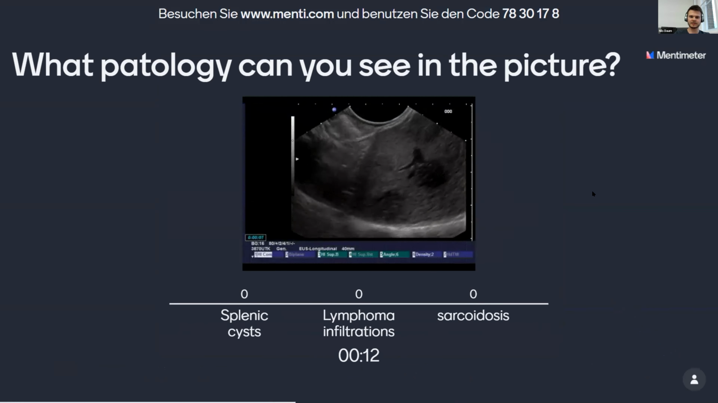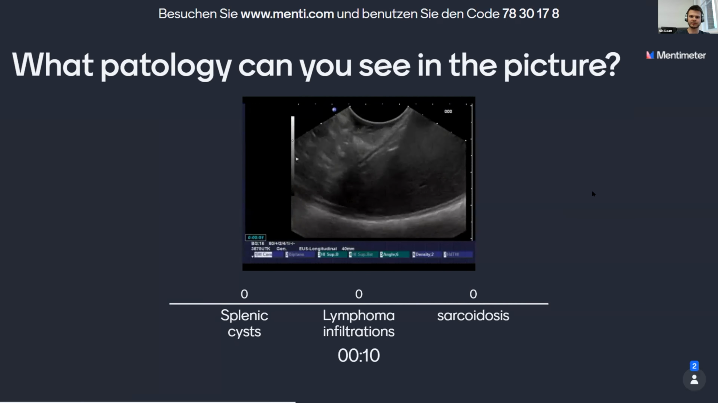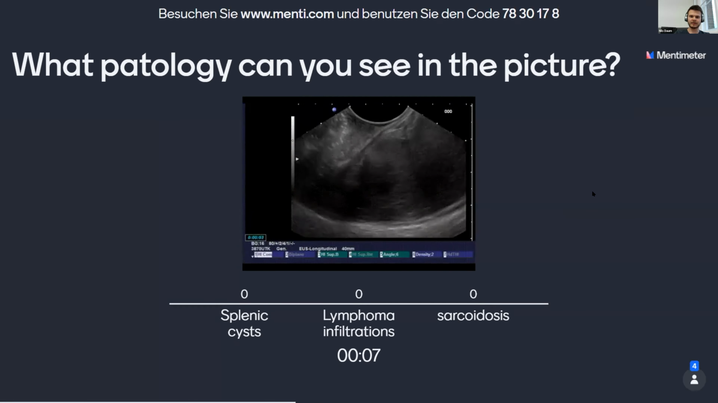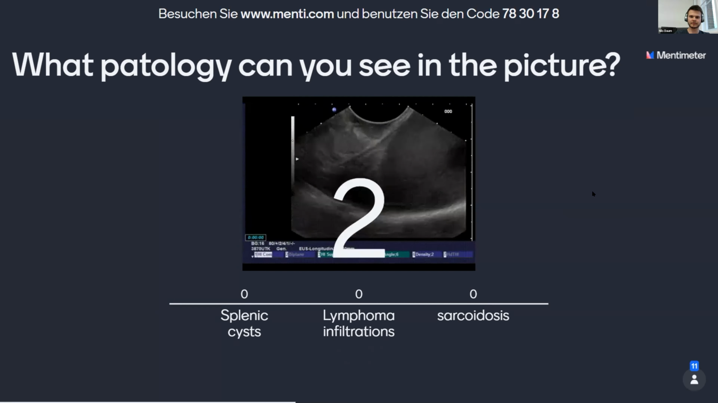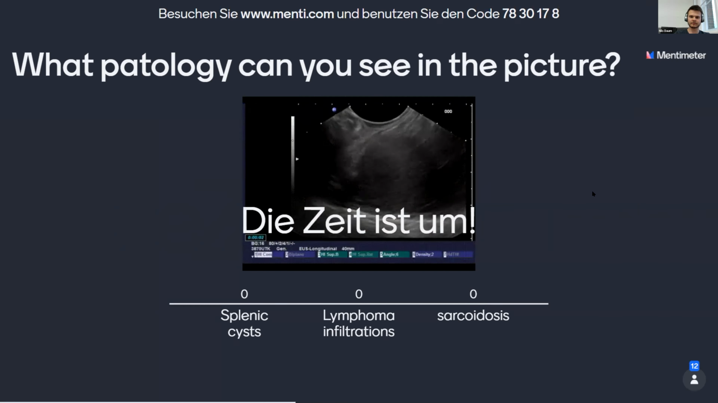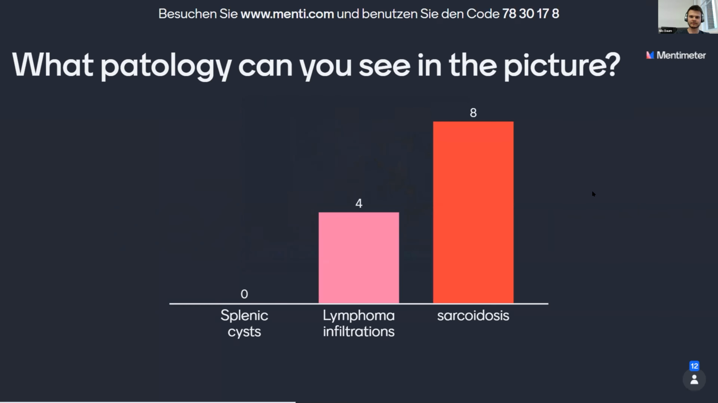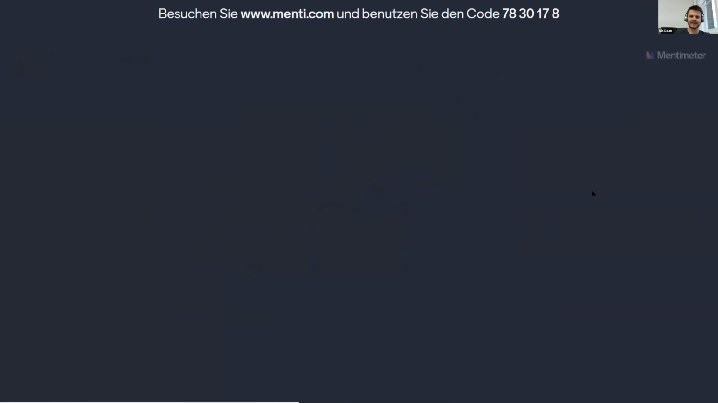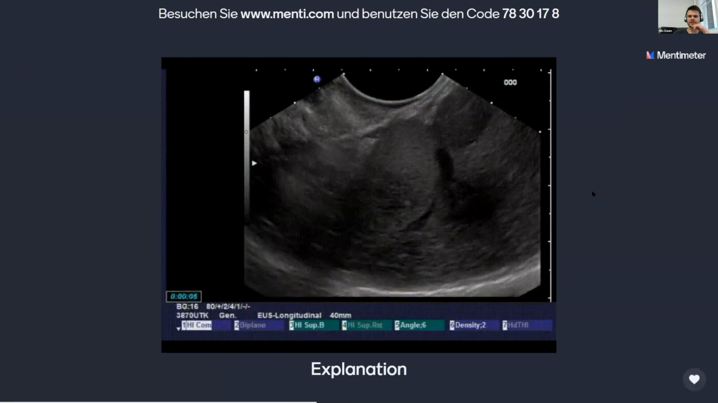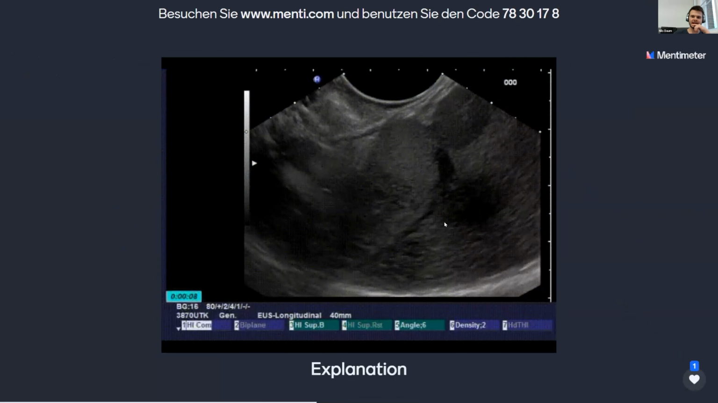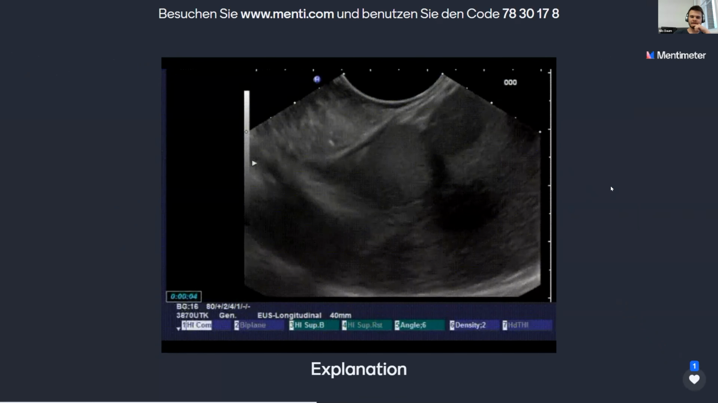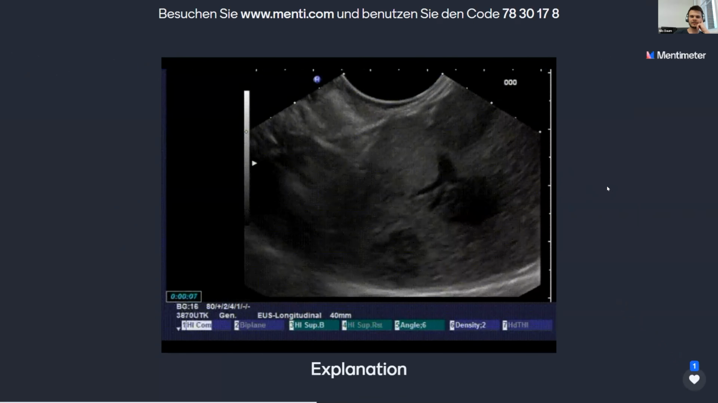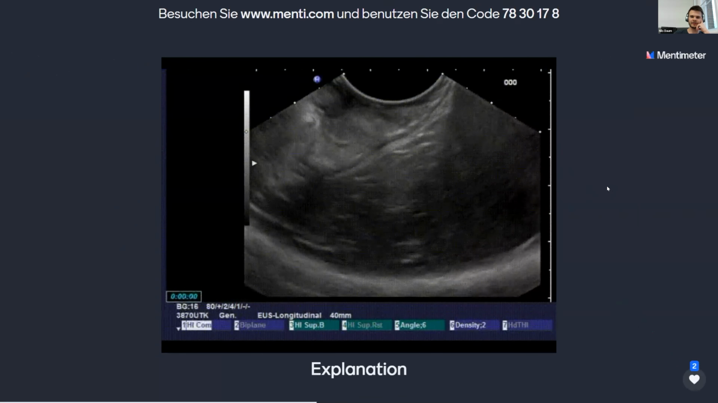Is it a splenic cyst? Is it a lymphoma infiltration? Or is it maybe a sarcoidosis? Yeah, not an easy one, but 8 were totally right. It's sarcoidosis, and you can also see the granulomas directly here in the spleen. You have multiple ones here, and the right diagnosis was sarcoidosis of the spleen.